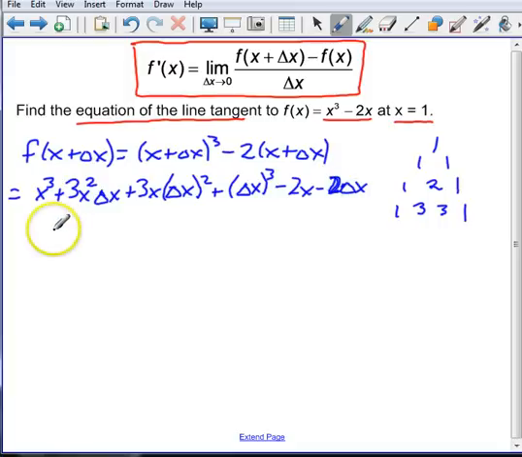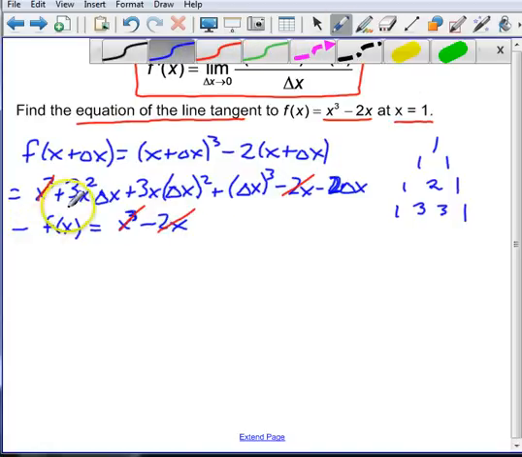Okay, so that whole thing is f of x plus delta x. If I take away f of x, which is x cubed minus 2x, notice that I'm going to subtract my x cubes, so they will be gone. X cubed minus x cubed, and I've got a minus 2x minus a negative 2x, so that's gone. And every term that's left over has a delta x in it.